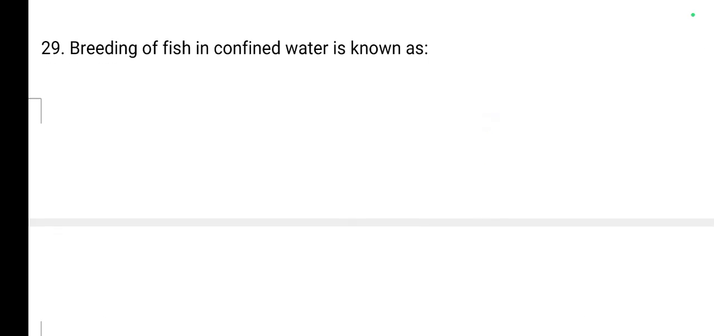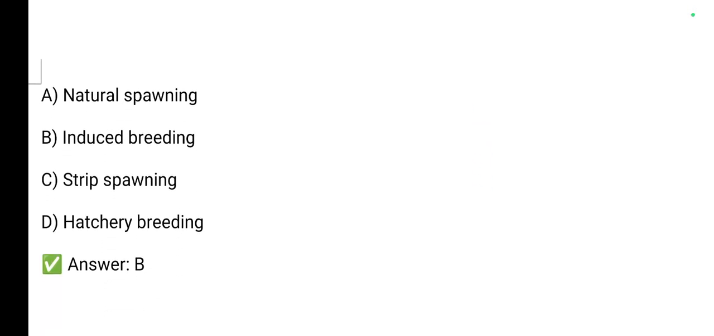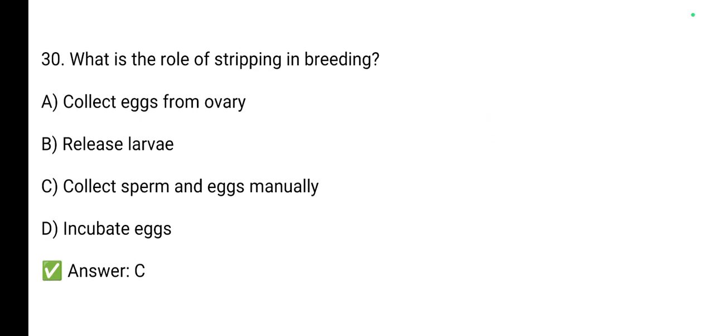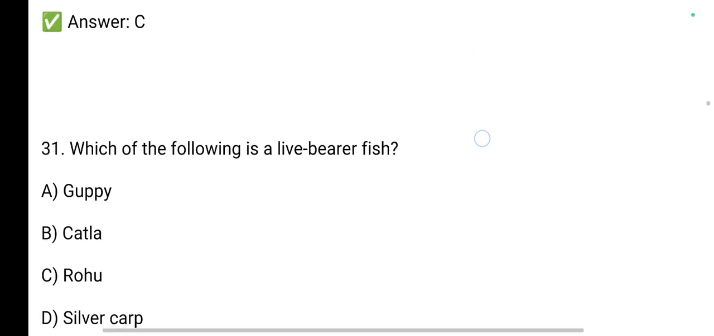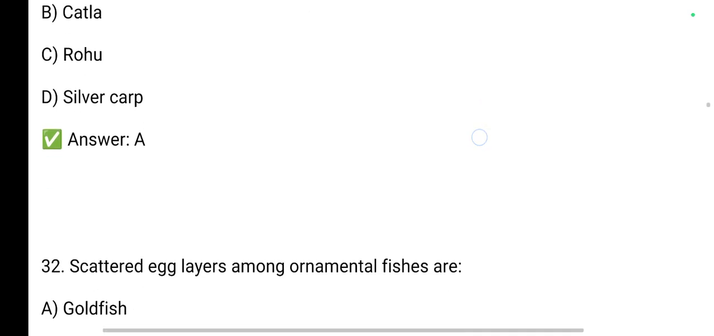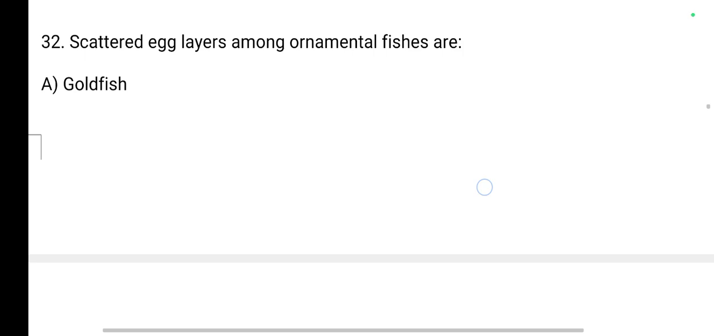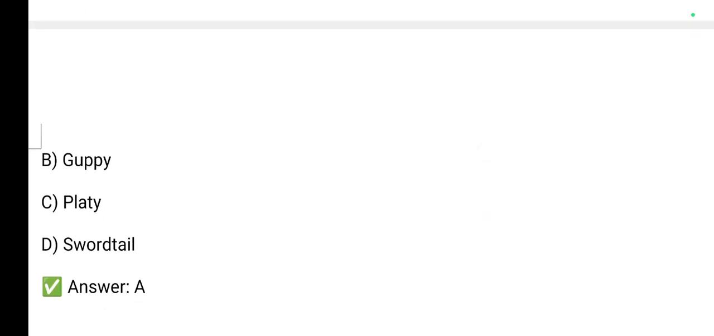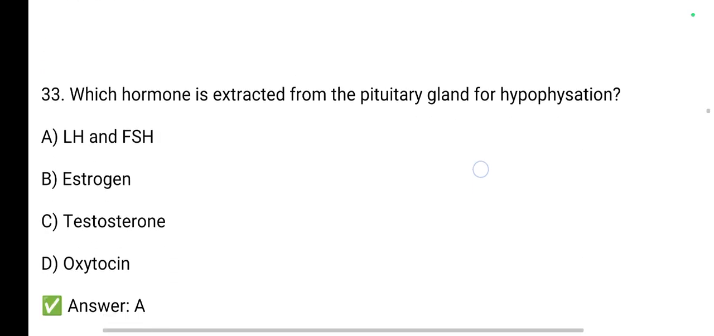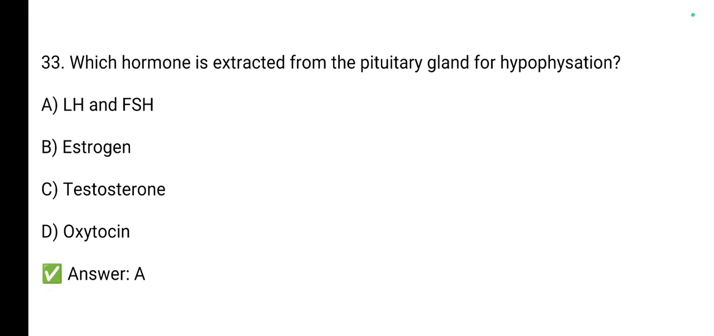Breeding of fish in confined water is known as induced breeding. What is the role of stripping in breeding? So it is to collect sperm and eggs manually. Which of the following is a live bearer fish? So the answer will be guppy. Scattered egg layers among the ornamental fishes are, so the answer will be A, goldfish. Which hormone is extracted from the pituitary gland for hypophysation? So it is LH and FSH.